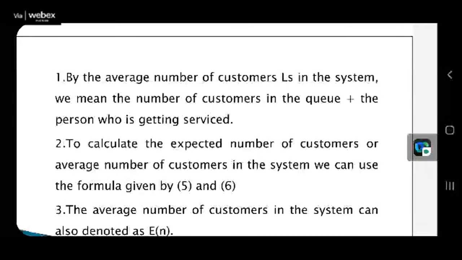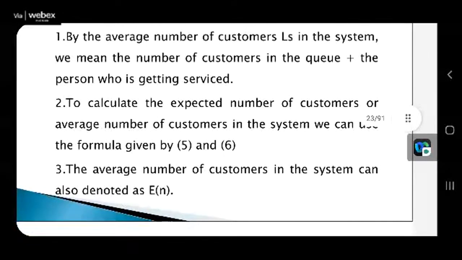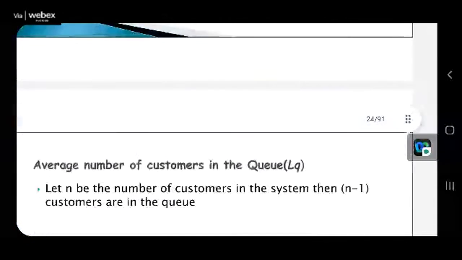Both are included in this average number of customers. Now, if you just leave out the person who is getting the service, then the average number of customers in the system will be nothing but the average number of customers in the queue, because we are excluding the one who is getting the service. So that's one thing, and it is represented by E of n.